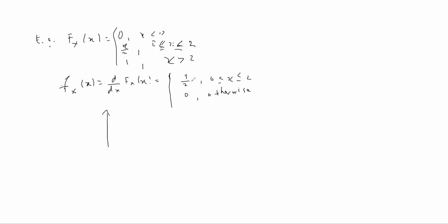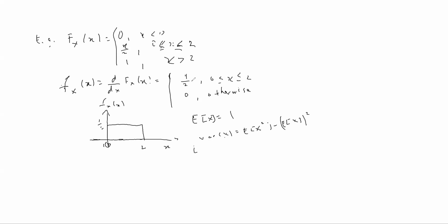So what you're looking at is basically 0 to 2, with height half. So you've got fx of x against x. To find E[X] here is straightforward, the expected value of x is just 1, because it is right at the middle. To find the variance of x, we need E[X squared] minus E[X], the whole thing squared. So what we now need to find is E[X squared].